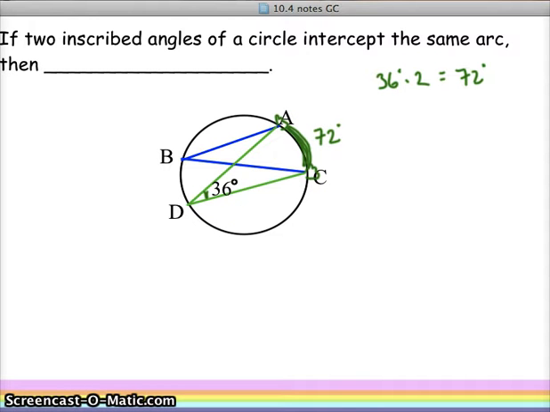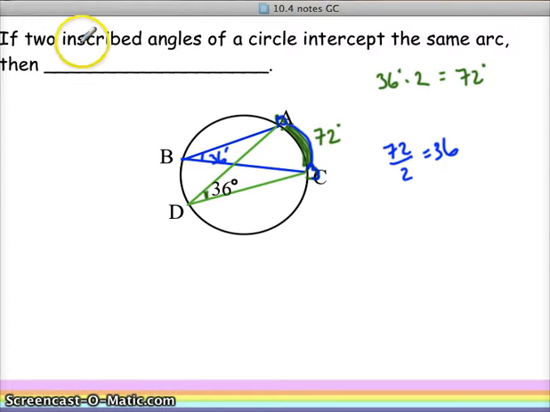But if you look carefully, you see this blue angle. If you think of this as an arm, and that's a hand, and here's another arm, and that's a hand, you see how it's grabbing onto the same arc? So therefore, this angle should be half of 72. Half of 72 is 36. So the blue angle and the green angle are the same, because they're grabbing onto the same arc.